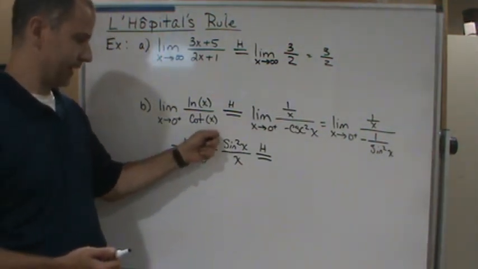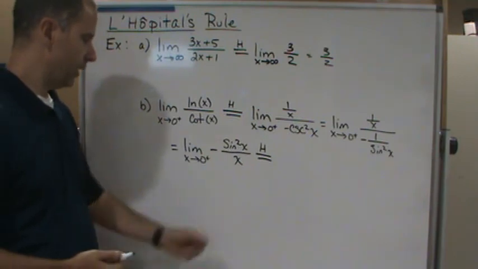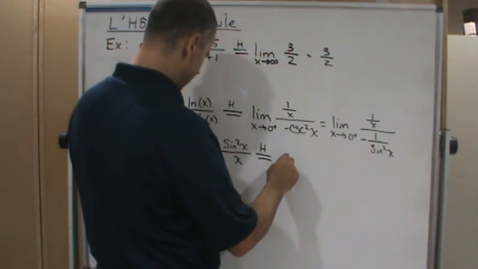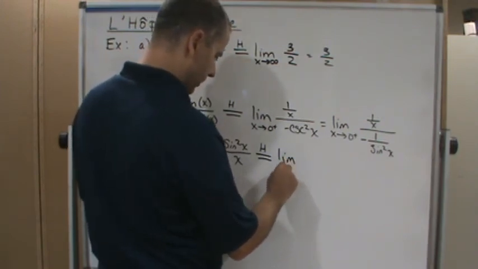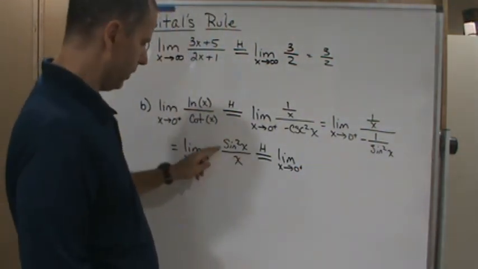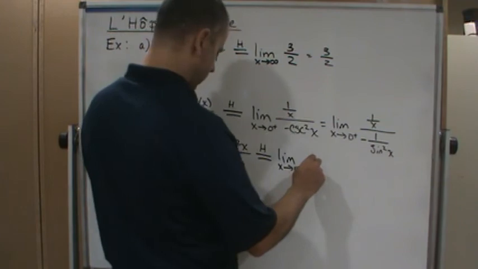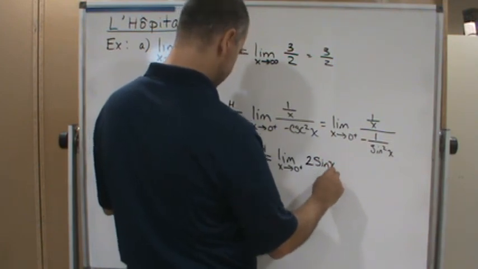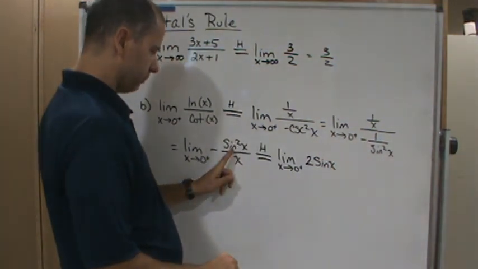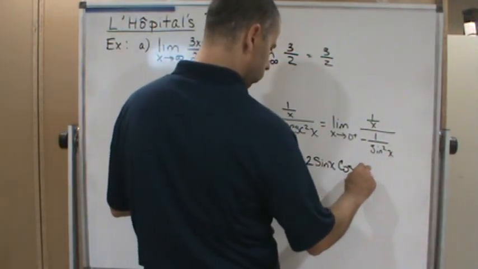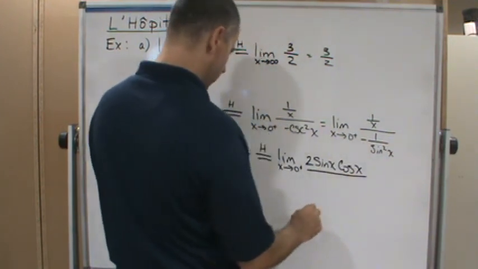And notice that I get an indeterminate form. So let's use L'Hopital's rule again. And so now I get what? The limit as x approaches 0 from the right. Now this is going to use the chain rule up here. So it's going to be the derivative of the outside function, so 2 times sine x, times the derivative of the inside function, which is sine x, which is cosine x, over 1.